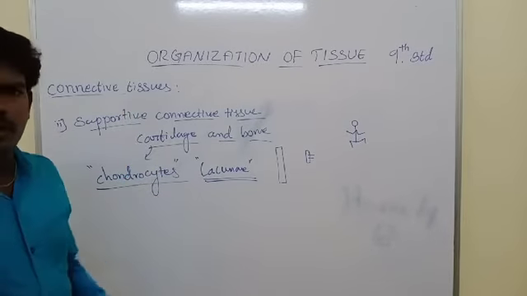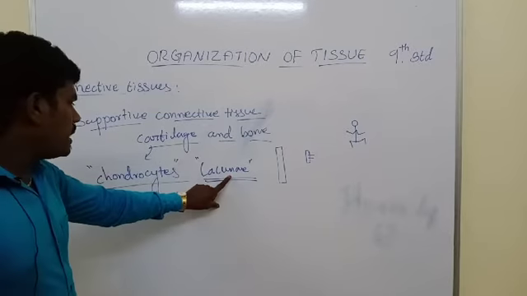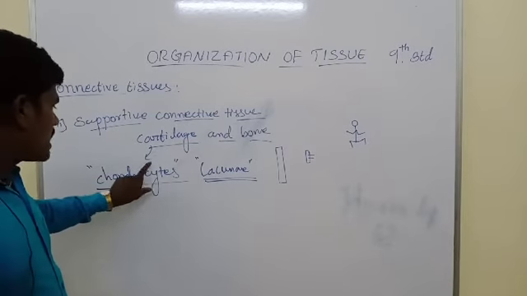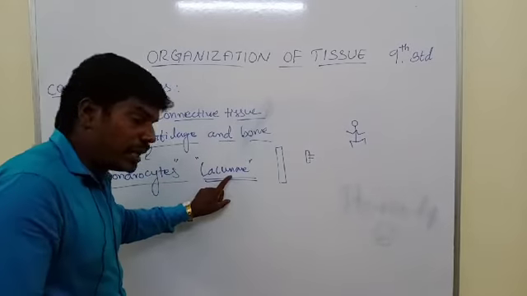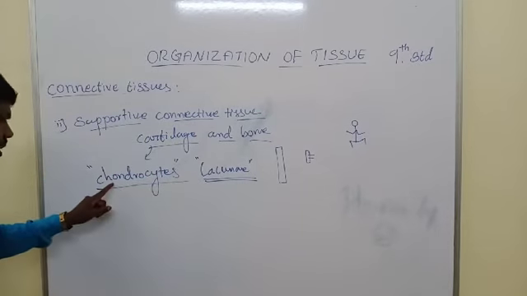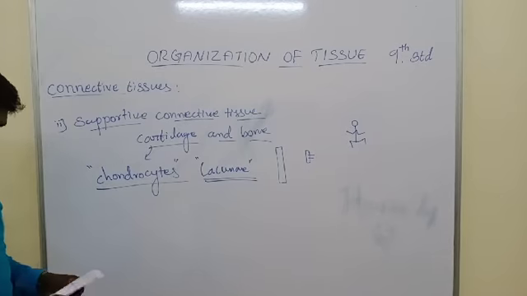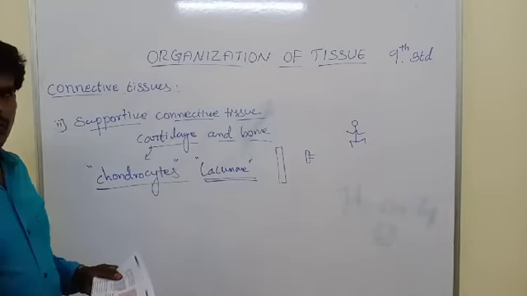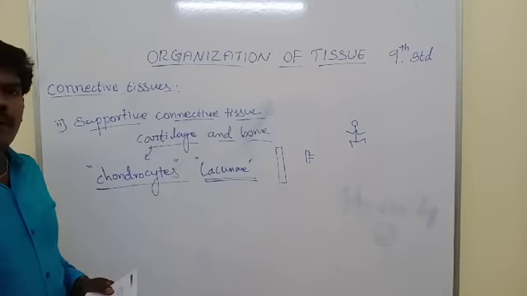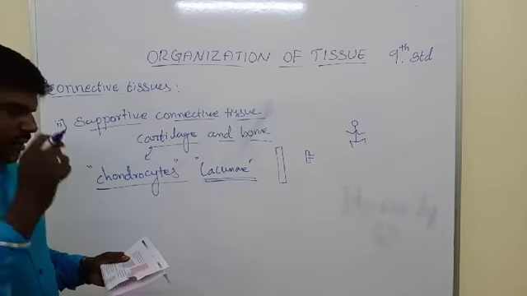One more question they may ask: lacunae means the space, the fluid-filled space where the cartilage cells are present. The large cartilage cell is called a chondrocyte. And cartilage is present in the tip of the nose. That means the external tip of the nose.